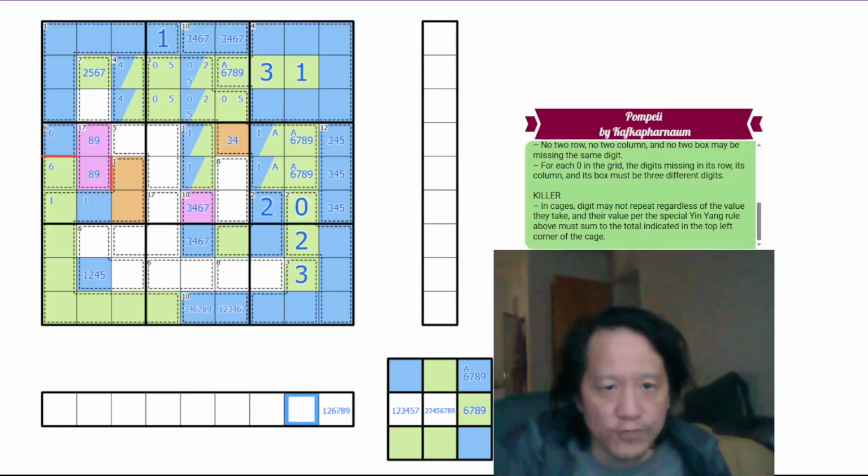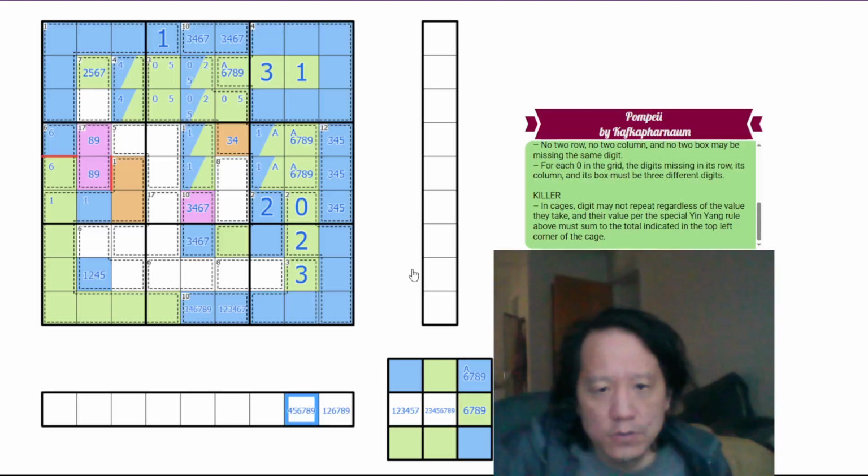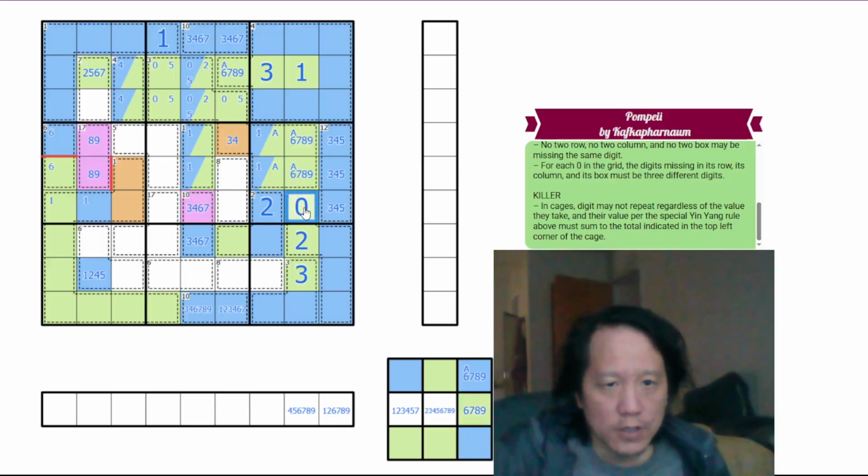We're missing 4, 5, 6, 7, 8, 9 here. We have 0 matching the 6 here. We don't know what's missing. It's missing a 6, 7, 8, 9 in green. It's missing some other digit in column 8.